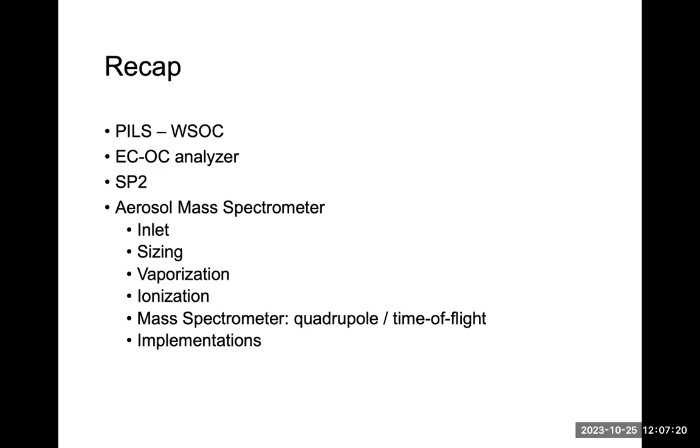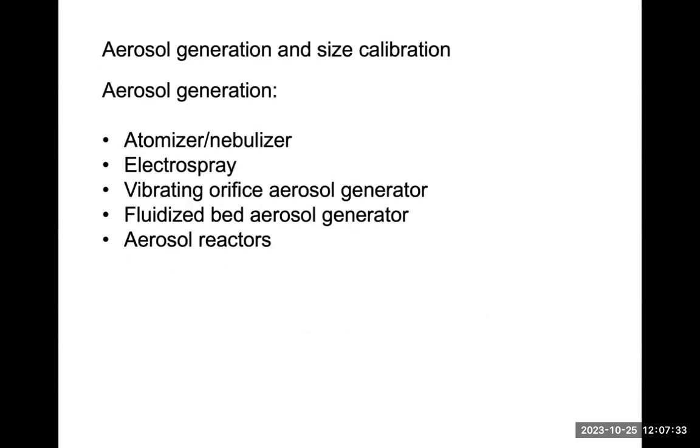We need to generate aerosols with specific sizes or specific chemical composition and send it into the instrument for the calibration, right? So this will involve both the aerosol generation and calibration. So we'll talk about the aerosol generation first. Overall, in terms of the aerosol generators, there are different types of them, but the most commonly used ones are listed here. So there can be atomizers or nebulizers, electrospray, vibrating orifice aerosol generator, fluidized bed aerosol generator, and aerosol reactors. So we'll just briefly introduce them one by one.